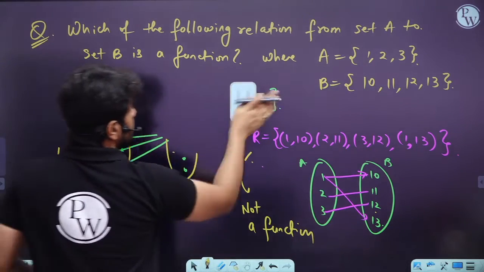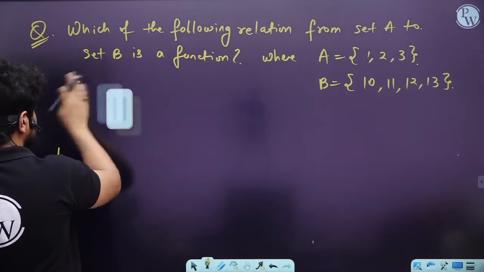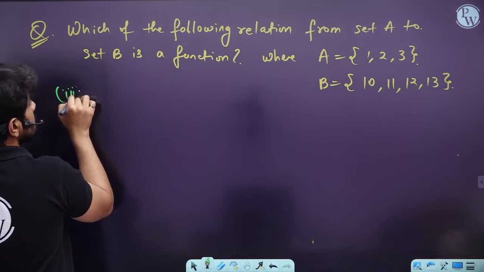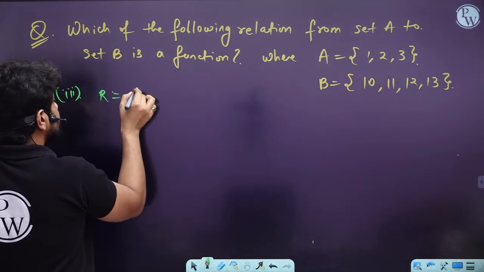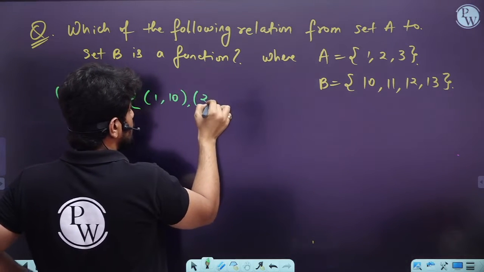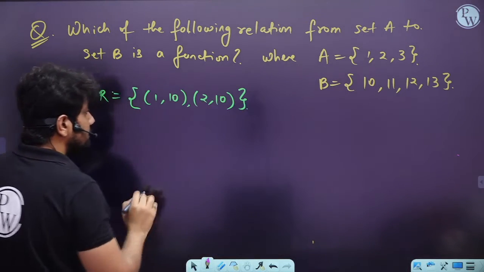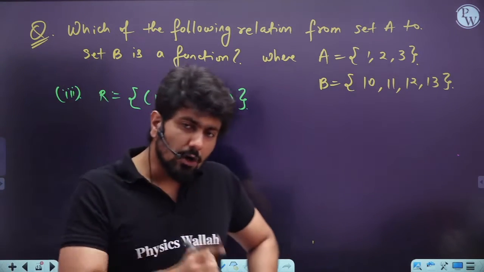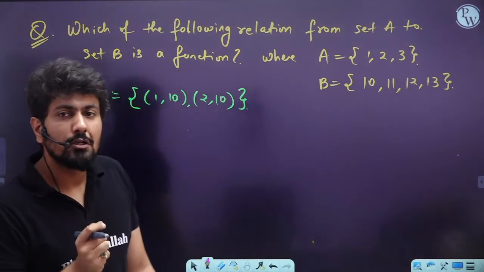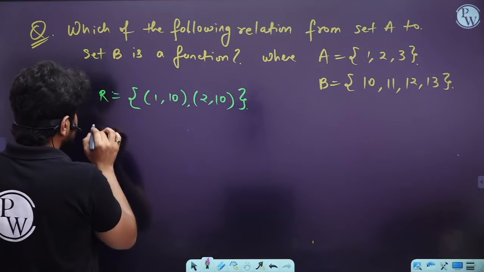Let me write example 3. Okay, there is a relation defined like this. Let's say 1 comma 10 and 2 comma 10. Is this a function, everybody? Is this a function or not? So the first rule, are we using all the inputs? We have used 1, we have used 2, but we have not used 3 yet. We should be using all the inputs. So this is not a function.